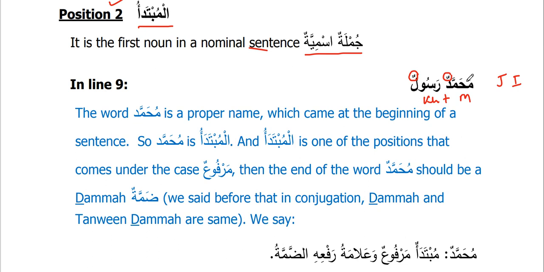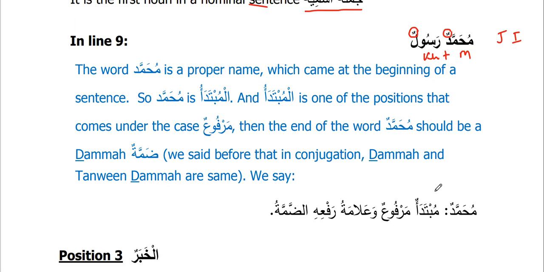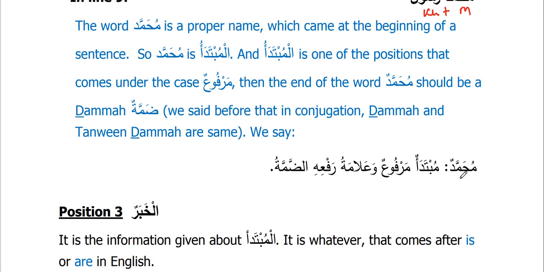So for this, how are we going to do the i'rab? Let's see. So here the first is mubtada. How will you explain in Arabic? Give your proof in Arabic.